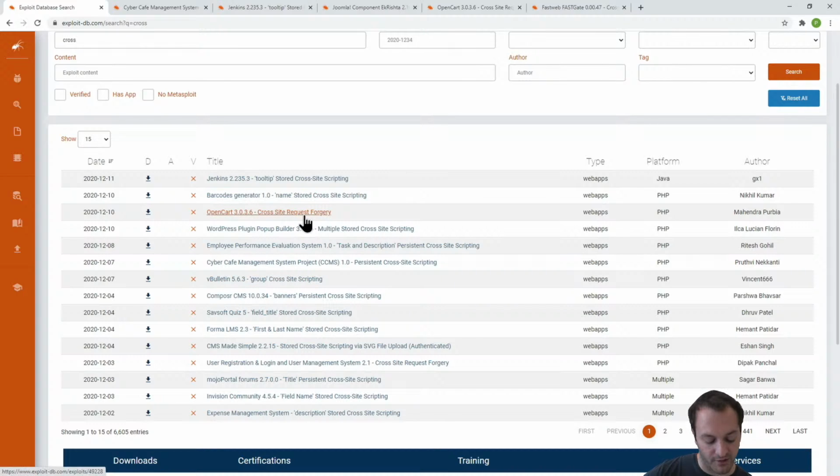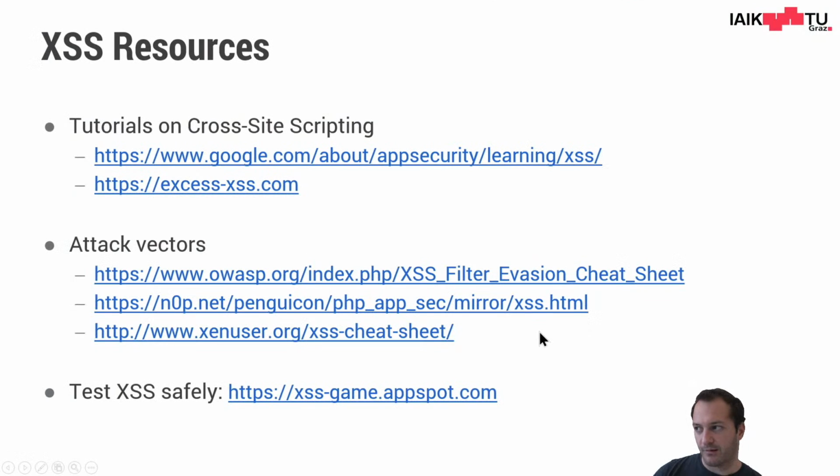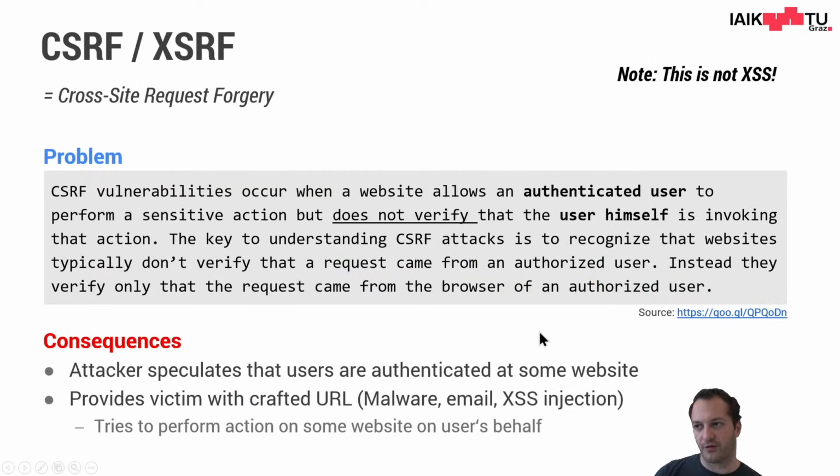OpenCart is a very popular shopping system which apparently also suffers from a vulnerability. Okay, this brings us to the second topic here. But that vulnerability is called cross-site request forgery. Cross-site request forgery is not cross-site scripting. The idea of CSRF is that there is an action triggered in your browser, but you're not aware of it. You did not do it intentionally or on purpose.